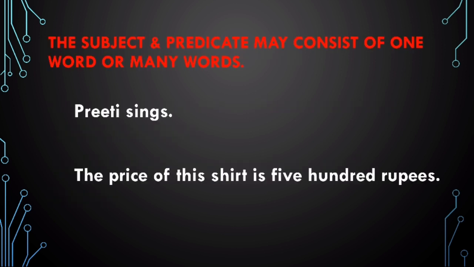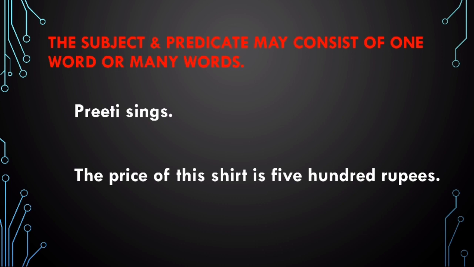So students, subject and predicate may consist of one word or many words. It's not necessary that the subject is only one word. It may be a group of words. And the same goes with predicate. It's not necessary that the predicate will be only one word. It may be more than one word, right? Like Preeti sings. In this, Preeti is the subject, one word. Sings is the predicate, one word.